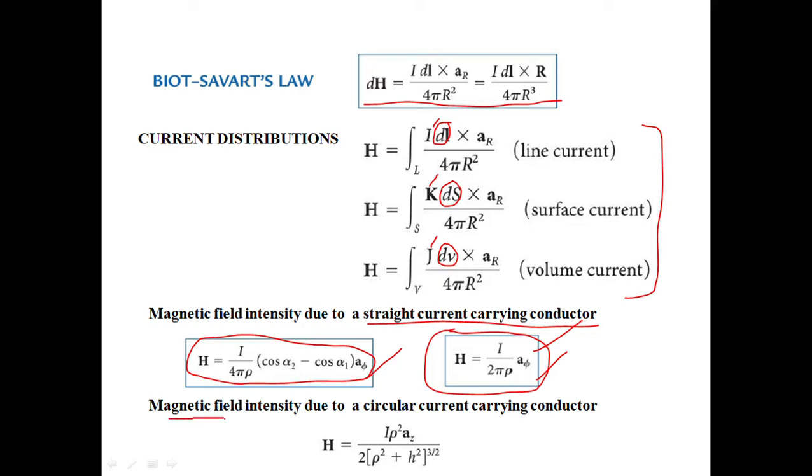Then in today's class we'll solve one problem based on this, that is the circular current carrying conductor, where the H vector is given by I into rho square Az divided by 2 into rho square plus h square whole power 3 by 2. So we need this formula today. We have one problem based on this.